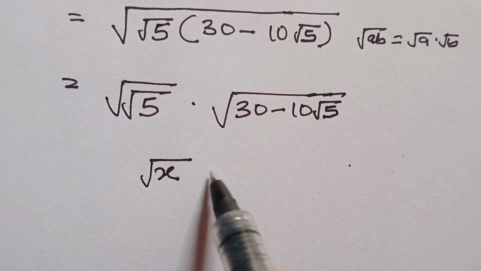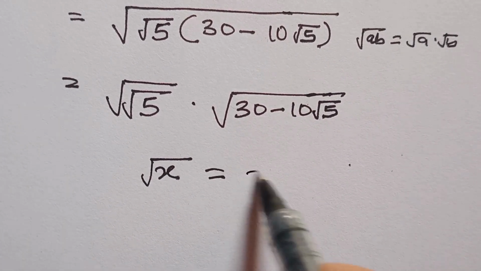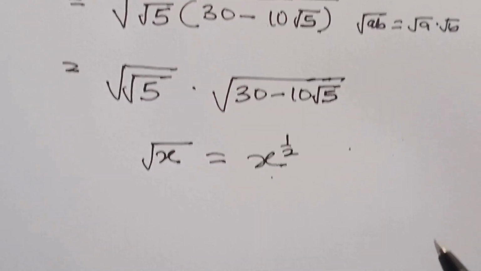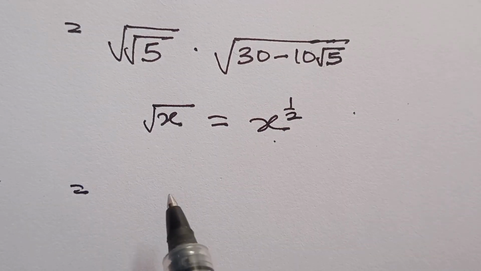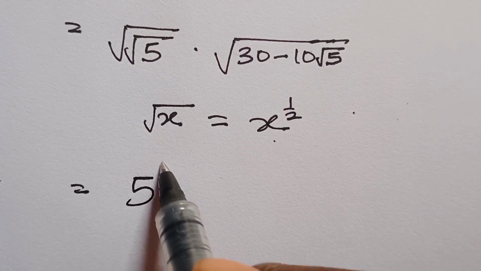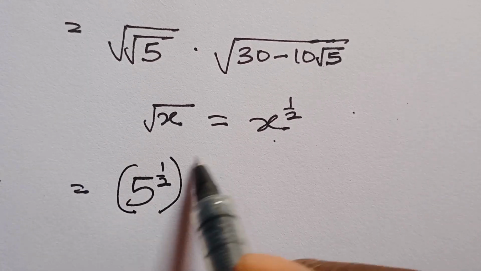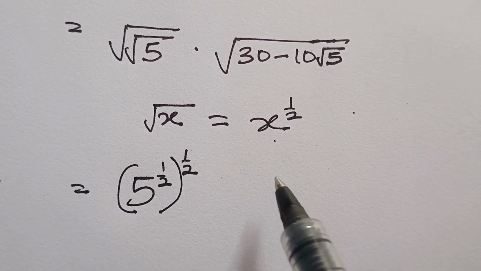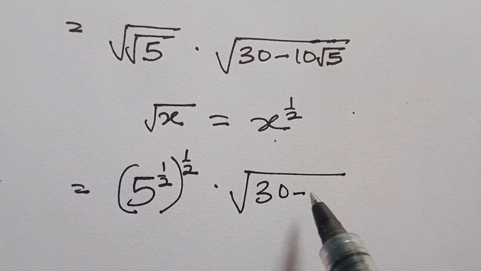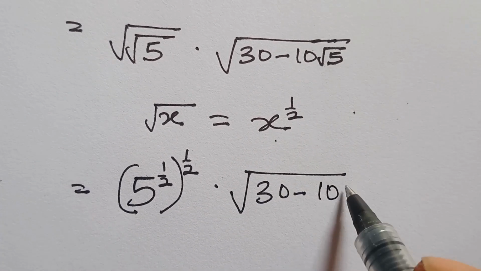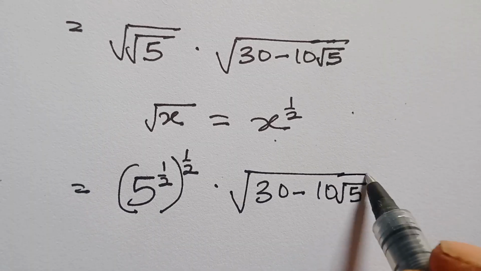don't forget, if you have square root of x, it can simply be written as x raised to power 1 over 2. Therefore, I will change the square root into power of 1 over 2. Therefore, I'll be having 5 raised to power 1 over 2, everything raised to power 1 over 2, multiplied by square root of 30 minus 10 square root of 5.